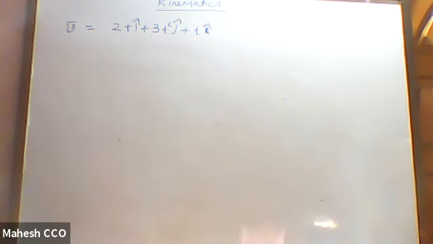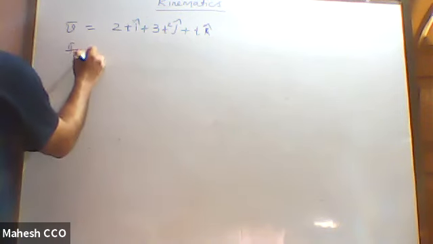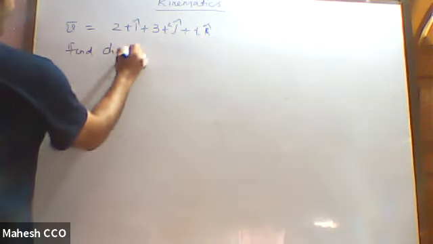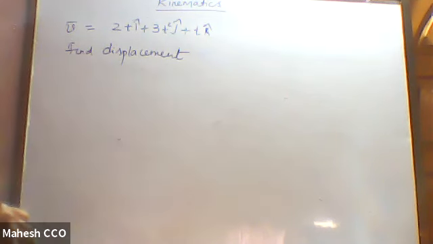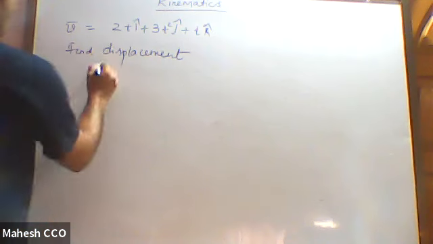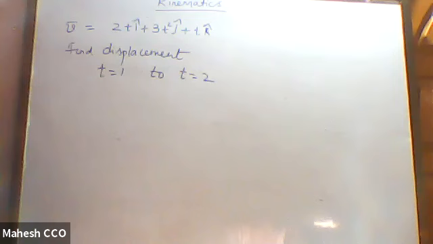2t i cap plus 3t square j cap plus t k cap. Okay, the velocity is given like that. Now, the question that will be asked of us: what if we are asked to find the displacement in the interval between t equal to 1 to t equal to 2.